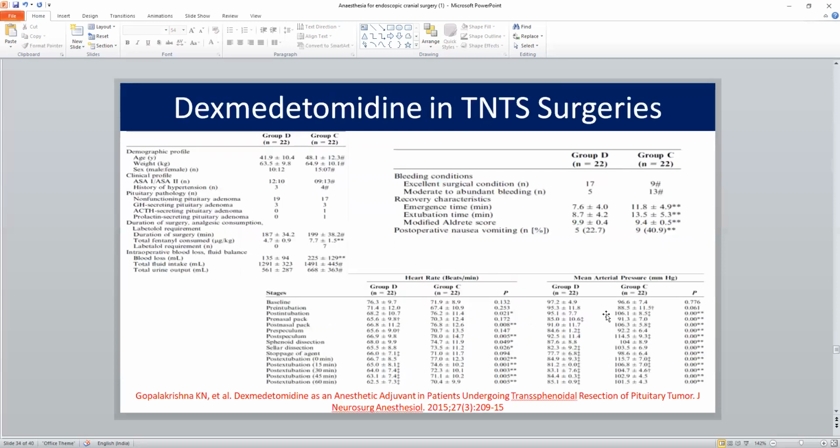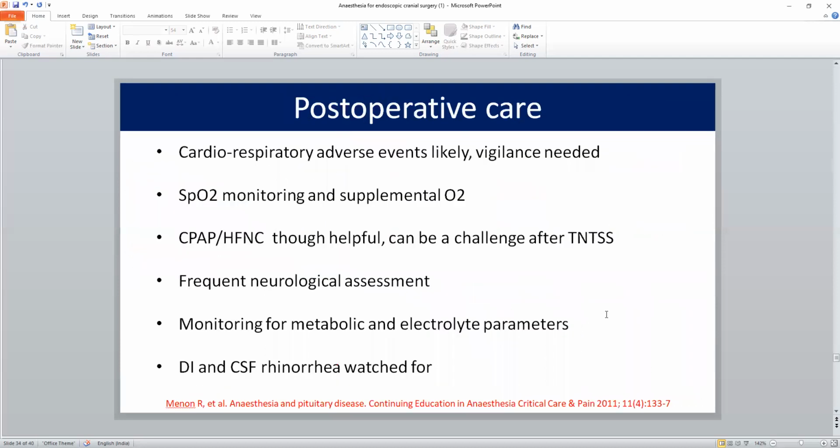So this is one study published by one of my colleagues where he demonstrated the benefit of using dexmedetomidine in transsphenoidal surgery. It provides excellent conditions, minimal blood loss, good visualization of the structures, faster recovery, and reduced hemodynamic changes at crucial time points, such as the packing of the nose, speculum use, sphenoid dissection, sellar dissection, and after extubation.